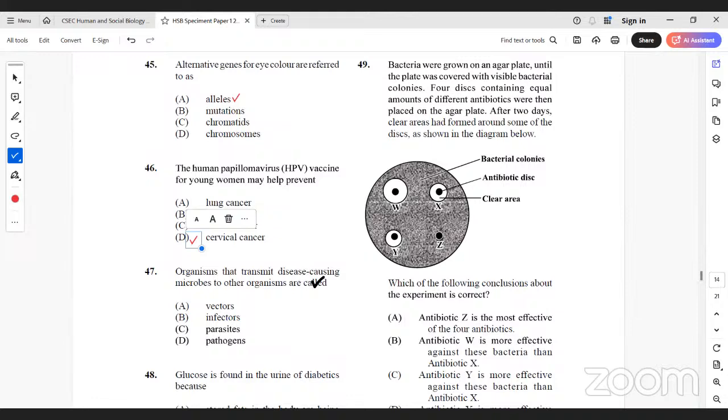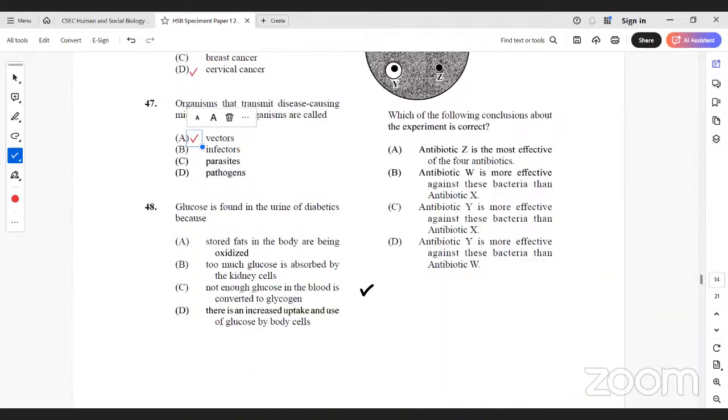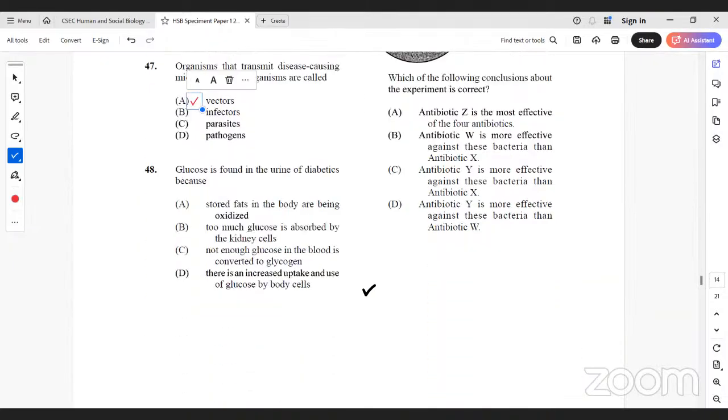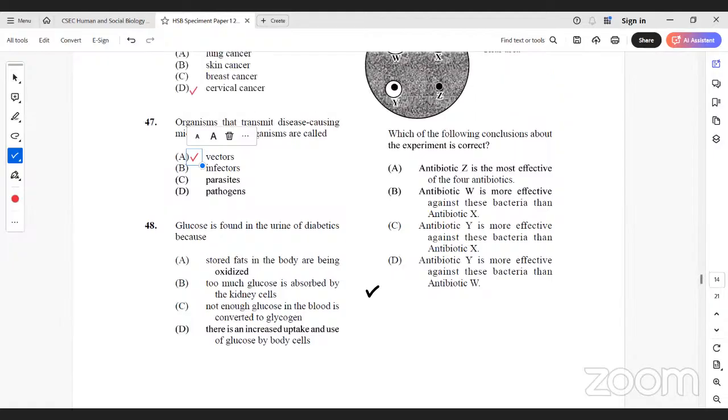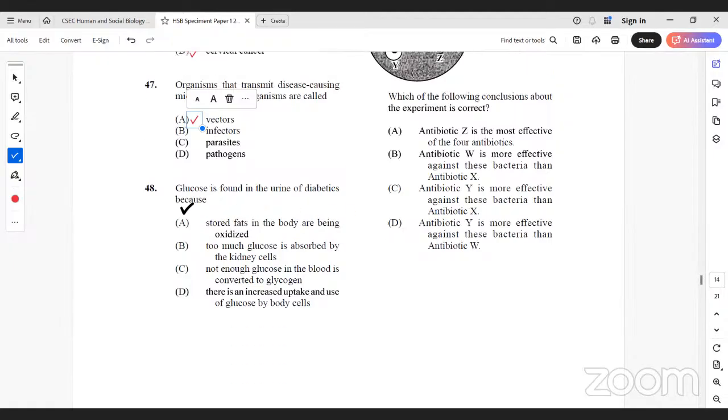Organisms that transmit disease-causing microbes to other organisms are called vectors. Oh, that was easy. Feels like I was regurgitating a definition there. All right. So they ask us enough definitions there. So start to get into some more meaty questions.